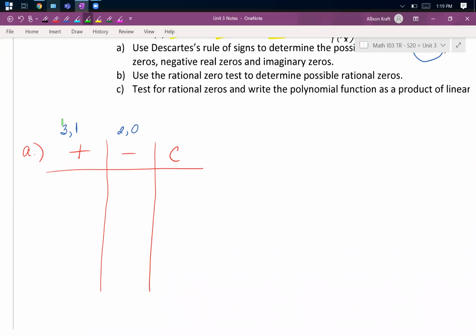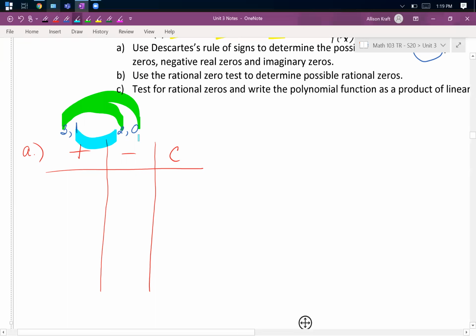So this is like a real foil, I think. So I'm going to do 3 with 2 and then 3 with 0. And then I'm going to do 1 with 2 and then 1 with 0.